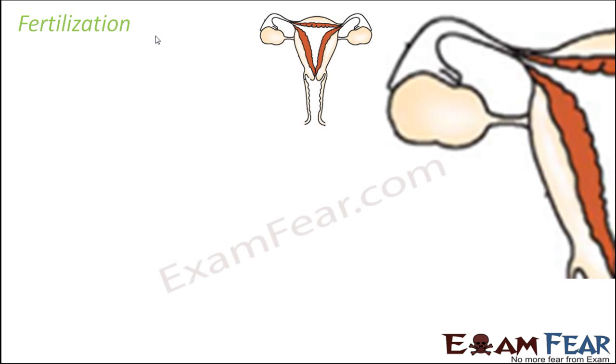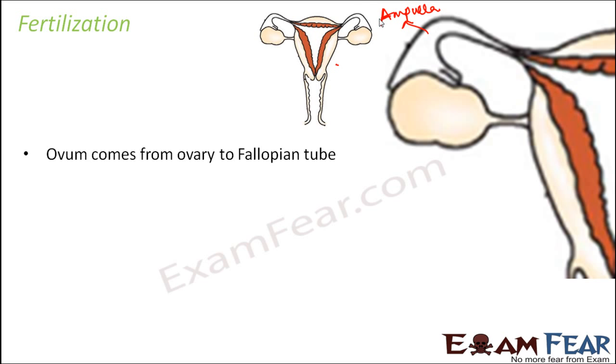Now I have magnified this region in order to focus more on the ampulla part, because that is where the process of fertilization takes place. What happens? The ovum comes from the ovary to the fallopian tube by ovulation. The release of ovum from the ovary is ovulation. Once it is ovulated, it reaches the fallopian tube. This is how it happens, you saw in the animation.